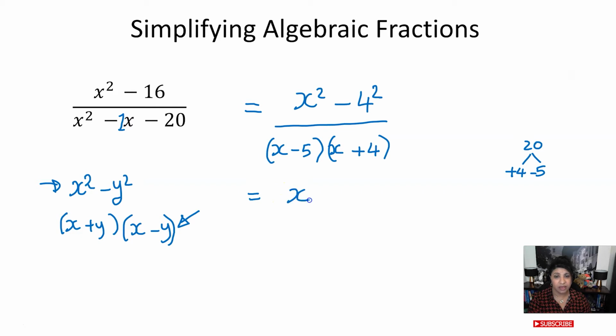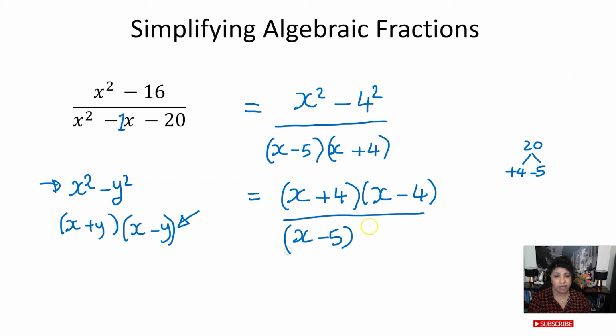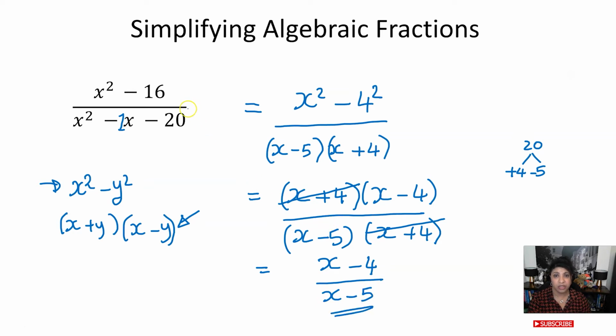So that's going to be x plus 4, x minus 4, divided by x minus 5 and x plus 4. Now then, what do you think? Well, I have a common bracket, x plus 4, that I can cancel out. So I'm going to cancel out this and this. So my final answer then is going to be x minus 4 divided by x minus 5. And that's the solution to this algebraic fraction.